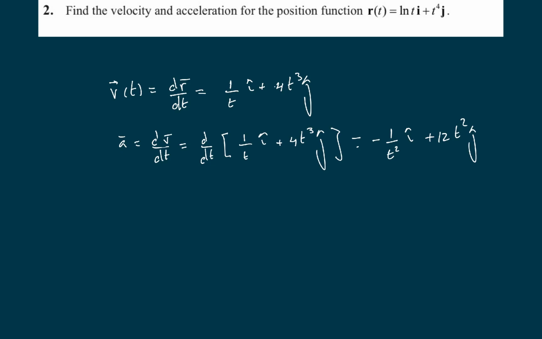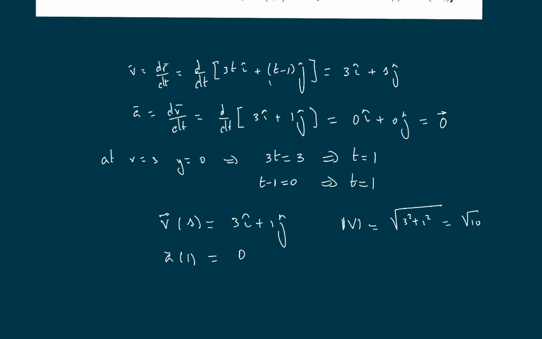Okay, let's go to the next problem. The next problem is, again, the same thing. The only variant is that they say to find the velocity and the acceleration given r of t, but they say to find the velocity and the acceleration at the point x comma y, when x is 3 and y is 0. And the law of motion of this object is that r of t is 3t i plus t minus 1 j.